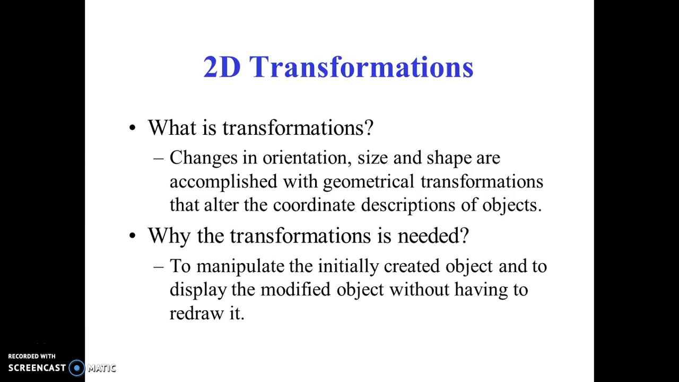Hello everyone. Today we will be studying 2D transformations in computer graphics. What is a 2D transformation, or what is a transformation? It is the change in orientation, size and shape, accomplished by geometrical transformations that alter the coordinate descriptions of objects. So we need to shift the object, change its size, or change its shape and orientation from one place to another.